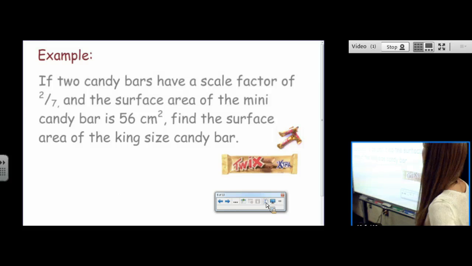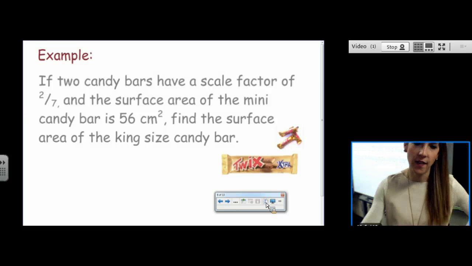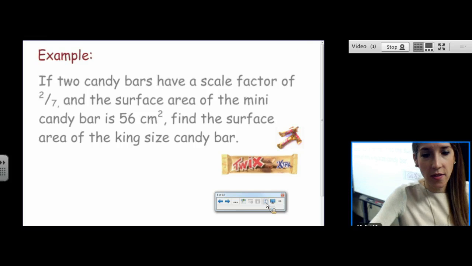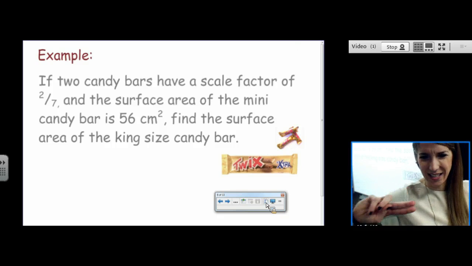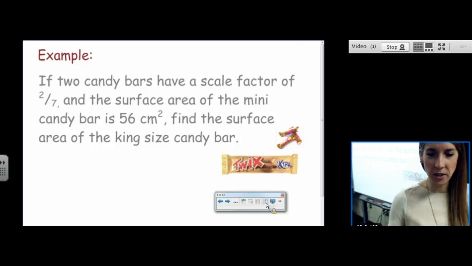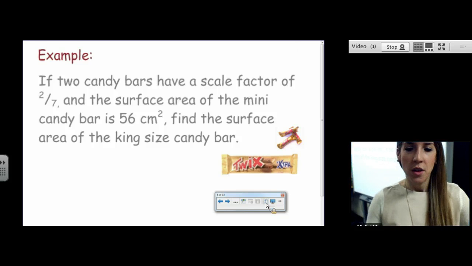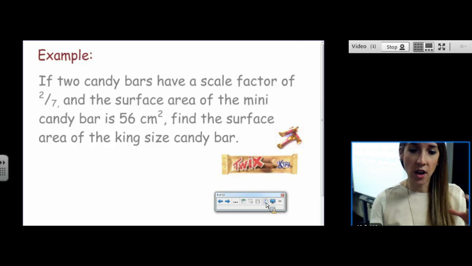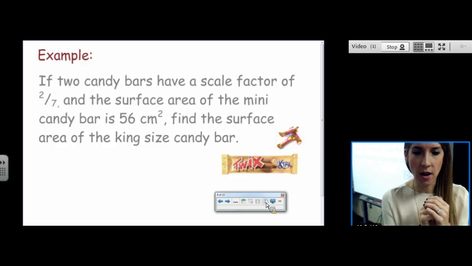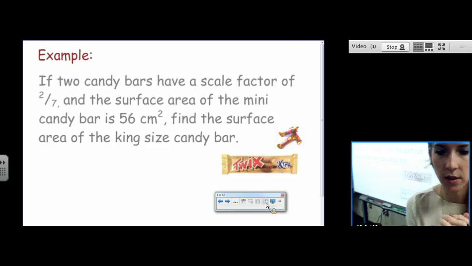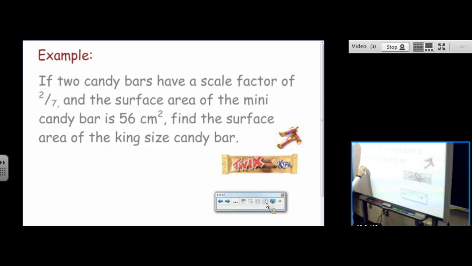Okay, yummy Twix. If 2 candy bars have a scale factor of 2 to 7 and the surface area of the mini candy bar is 56 centimeters squared, find the surface area of the king size candy bar. So we are assuming that these are proportional, even though the king size has 2 in it and the mini size has 1, but just pretend that they're totally proportional, okay? The scale factor is 2/7, so that's going from the large to the small, right? The surface area of the mini candy bar is 56 centimeters squared. Okay, so this is the mini one. The mini one is 56.